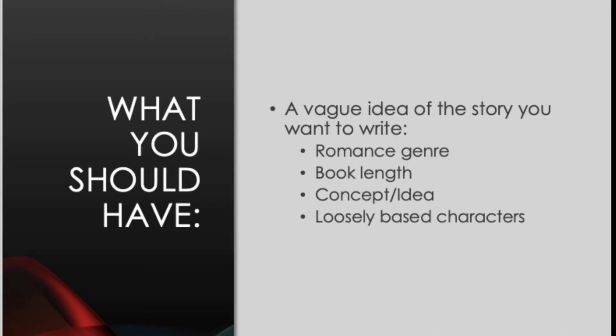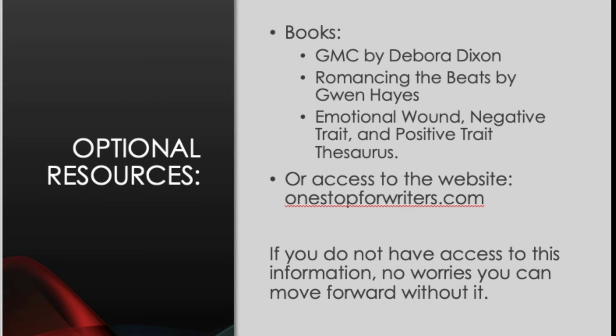What should you have before we get started? A vague idea of the story you want to write, including romance genre, book length, concept and idea, and loosely based characters. Some additional optional resources include some books, GMC by Debora Dixon, Romancing the Beats by Gwen, The Emotional Wound, Negative Trait, and Positive Trait Thesauruses, or having access to the website onestopforwriters.com. If you do not have access to any of these texts or the information, no worries, you can move forward without it.